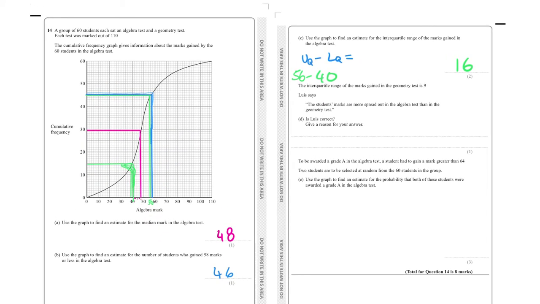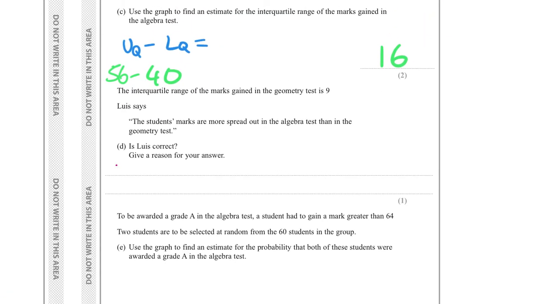Says the interquartile range of marks gained in the geometry test is 9. Lewis says the students' marks are more spread out in the algebra test than in the geometry test. Is he correct? Yes? Because 9 is less than 16. Okay? Miss, when I did it on math, I said because something about the interquartile range was my guy's bigger, so I still work on it.